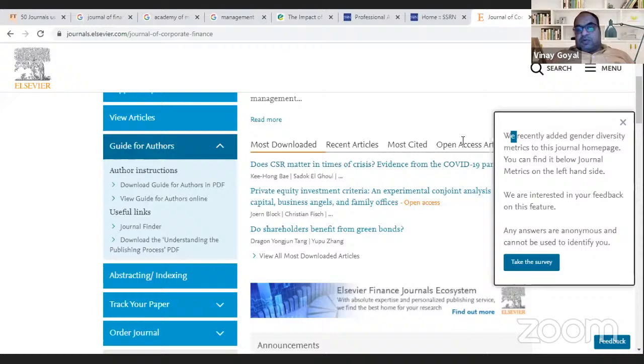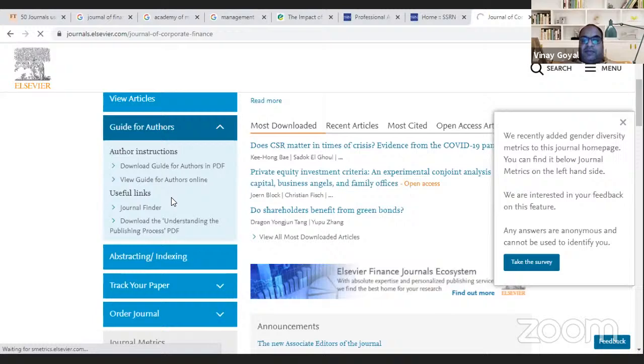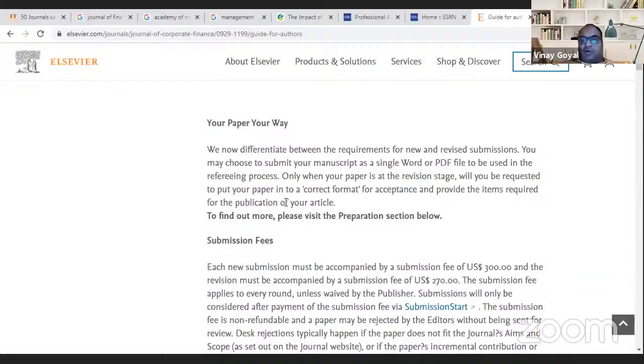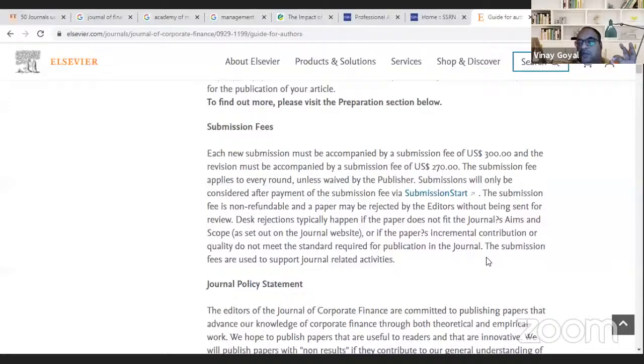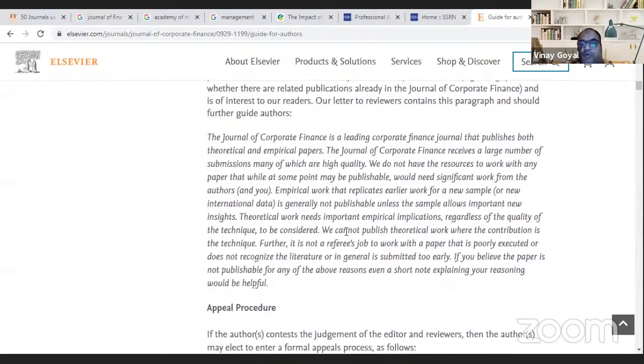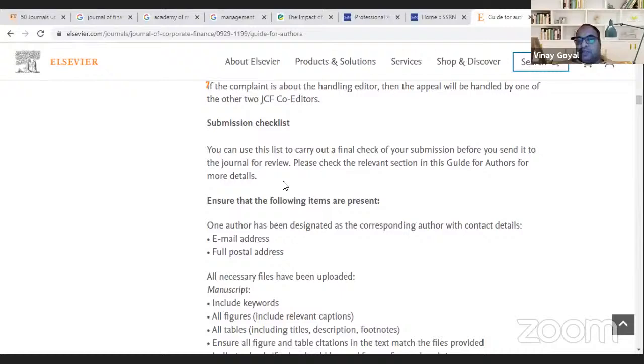So you can see the guide for authors online. If I click this, you can download it also in PDF. And yeah, you can see there is a submission fee of $300, right? So there is a submission fee. This is not a publication fee. This is an A star category journal, right? Then journal policy statement. The policy statement is given, then the appeal procedure. So if they have rejected, you want to appeal. Then the submission checklist. Ensure that the following items are present.